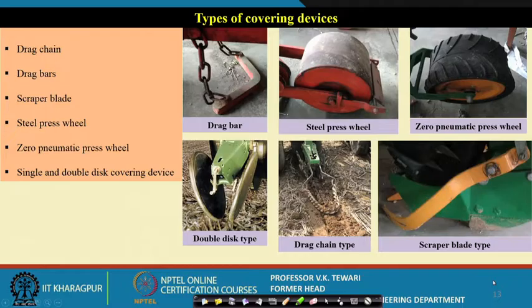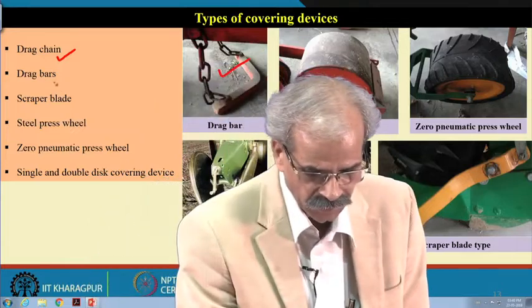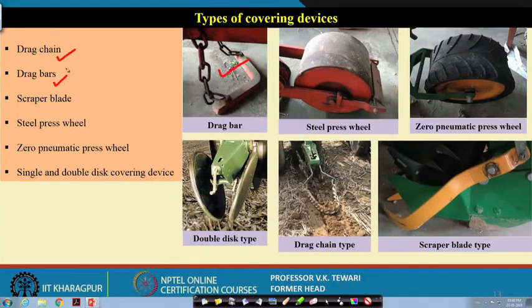Well, these are the different devices, very simple and very easy to understand here. You see the drag chain type is here, then drag bar type. Well, drag chain type, I am sorry, this is one drag chain type, this is drag bar type. This is drag chain, because this is a chain here and this chain is covering. Similarly, double disc types cover the already seeded area, and even where there are lots of trusses etc., it will still cover properly.